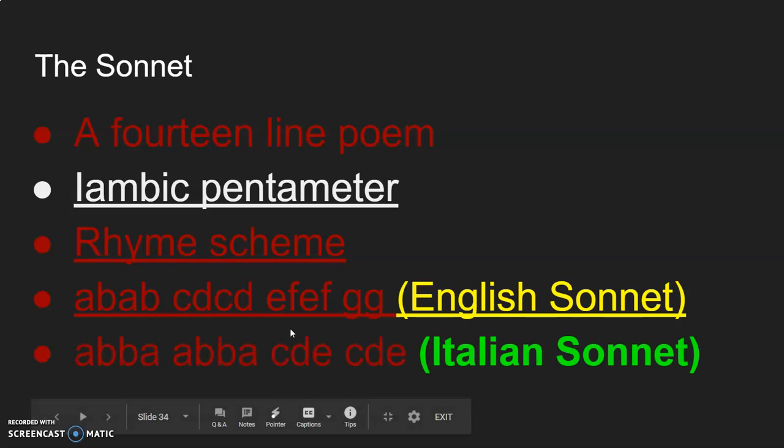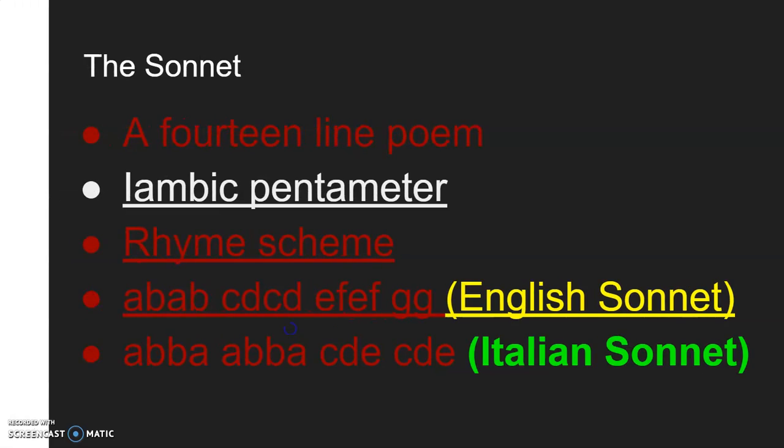The second is the Italian sonnet. You can see a little bit different here. So it's 14 lines, written in iambic pentameter, but look at the difference in the divisions based on the rhyme scheme. And again, I won't name it off for you.